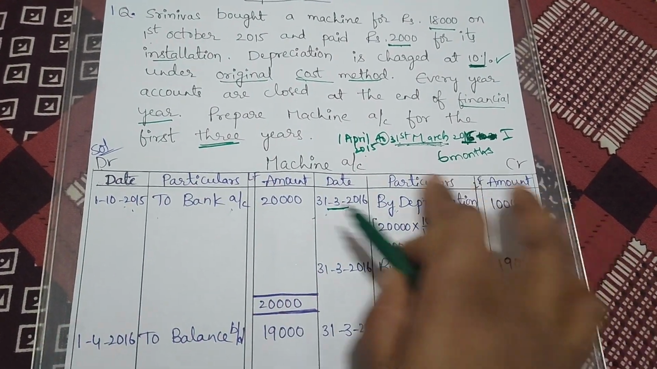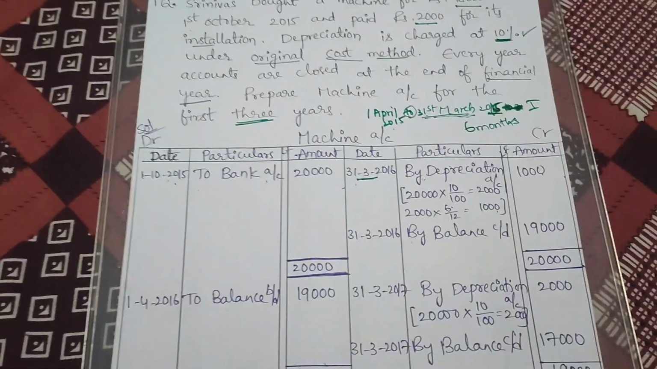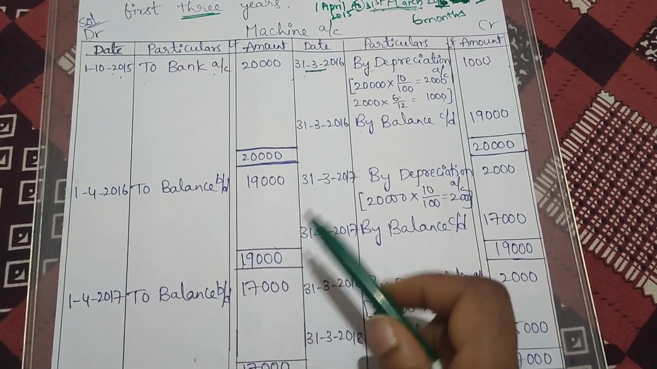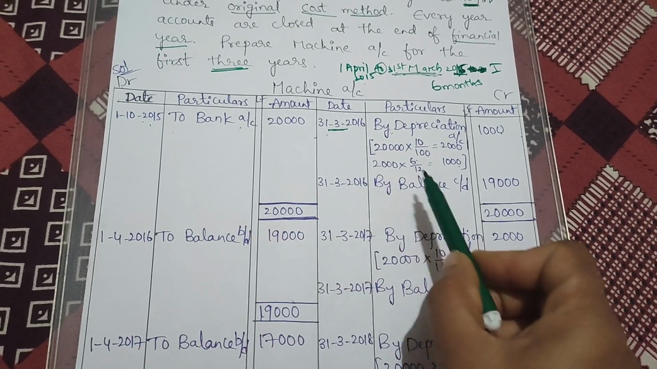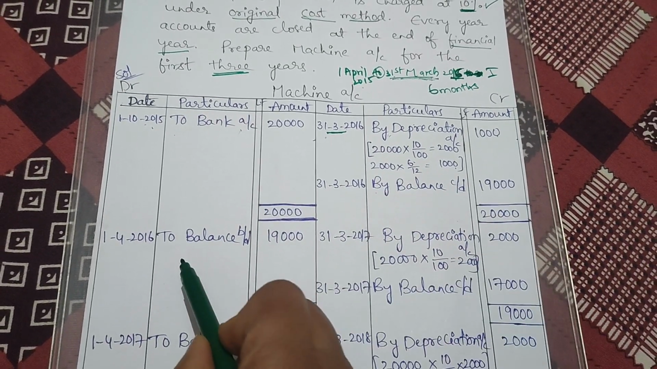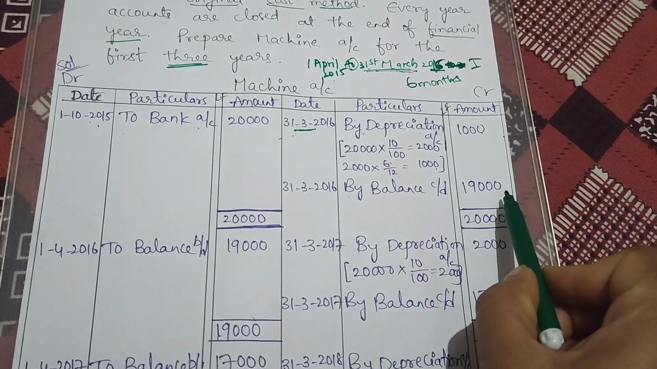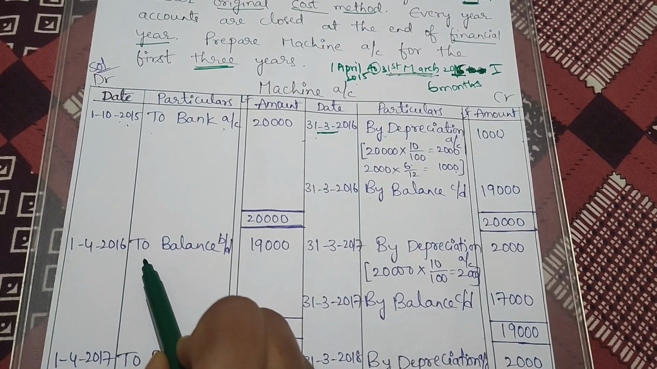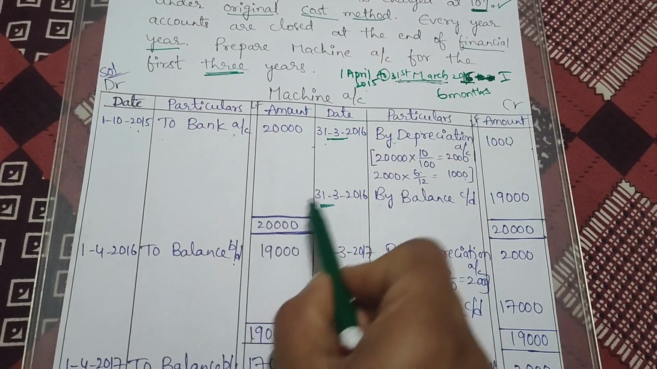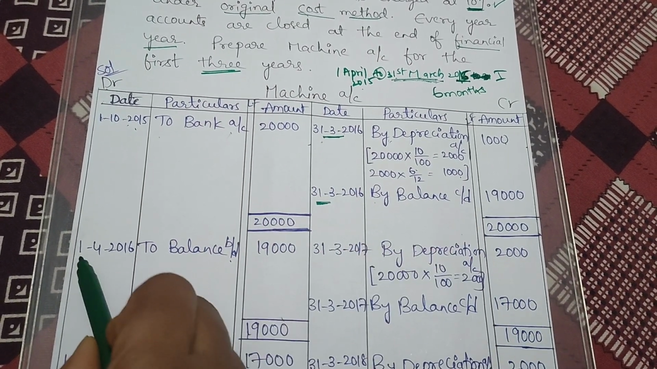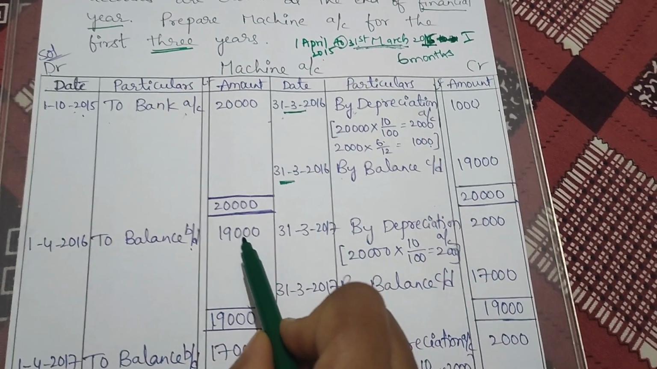This is 1 year account, but they asked us to prepare the account for 3 years. Let us do the remaining 2 years. So here we are going to start the second year. Bring down this 19,000 on the debit side of this account, as balance brought down 19,000. The date will be the next day after 31st March, which is 1st April 2016.